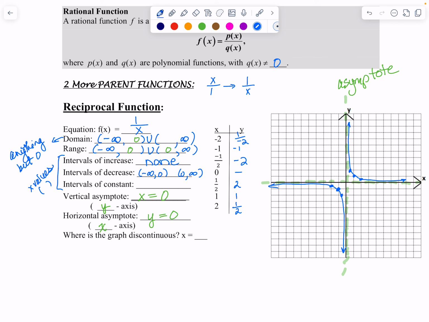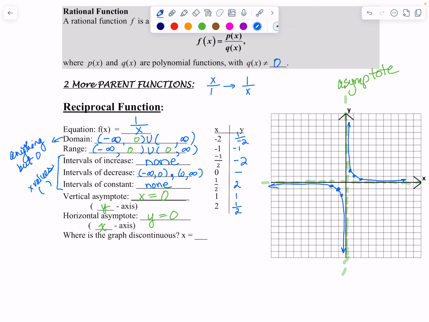You could connect them with a U. Usually my lab connects them with a comma. And intervals of constant. Now this looks pretty constant, right? At the ends of these guys, they look like they're constant, but they are slowly going closer to the asymptote. So actually we do not have anything that is constant.